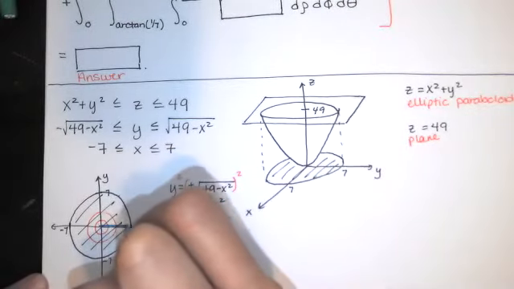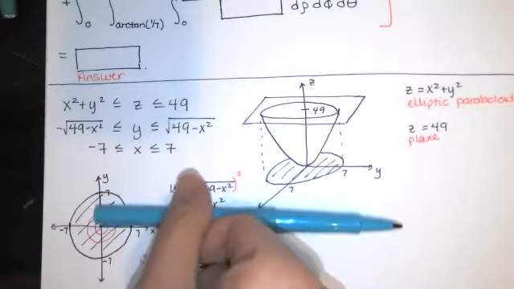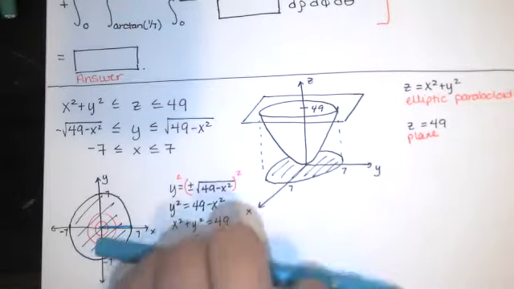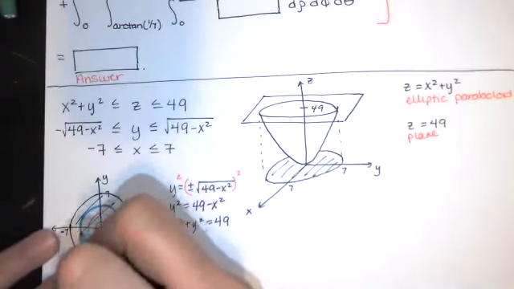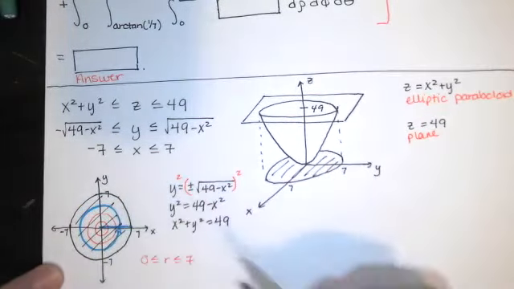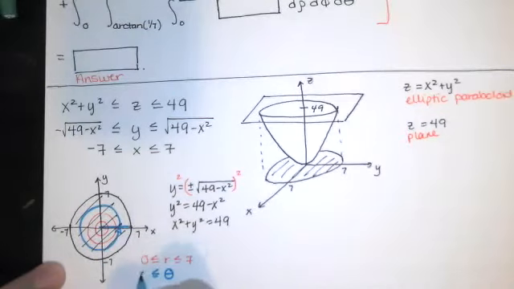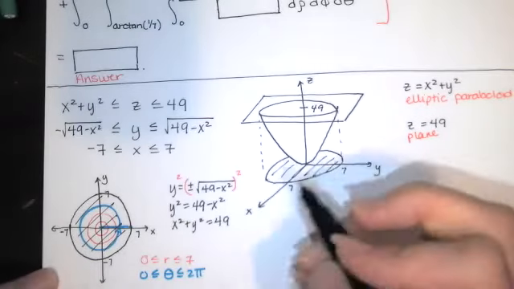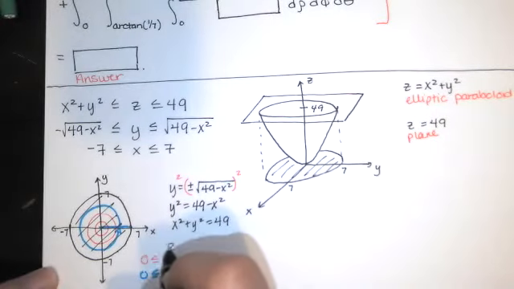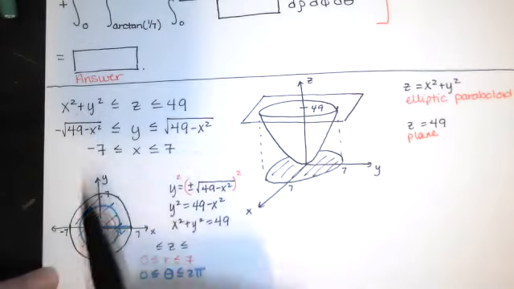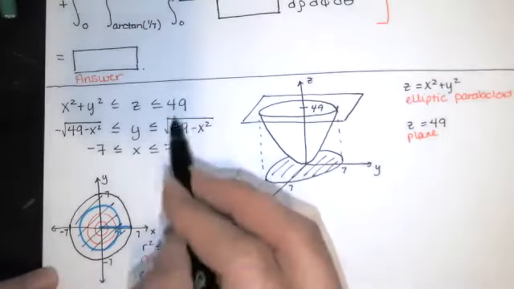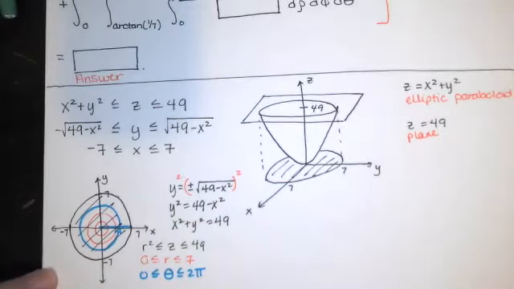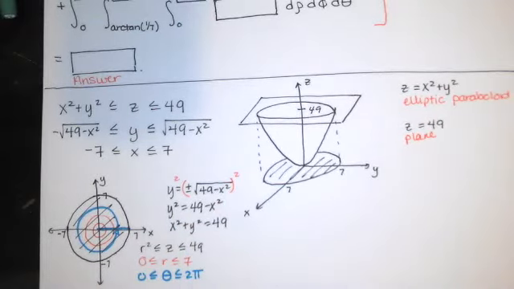So theta starts over here, and I'm thinking of it as an angle that sweeps. So it goes from there, and it sweeps all the way around, and it's back there. Or I can draw it this way. So theta starts at 0 and ends at 2 pi. So those are our bounds for r and theta. And in cylindrical coordinates, z just stays z. And x squared plus y squared is r squared. And z equals 49 stays z equals 49. So these are our bounds.